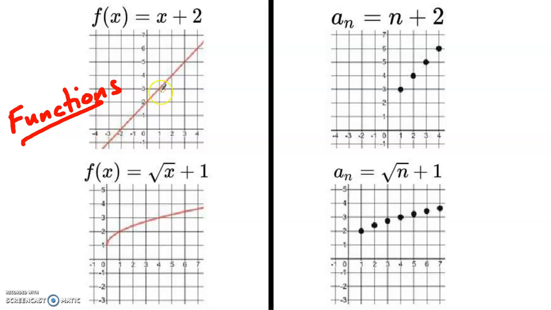If you think about restricting the line we get when we graph f of x equals x plus 2 to only letting the inputs be 1, 2, 3, and 4, and so on, you just get a series of points. Here's another comparison between that function f of x is the square root of x plus 1 and a sub n equals the square root of n plus 1. You'd get the same kind of graph, you're just restricting the inputs to only the positive integers.